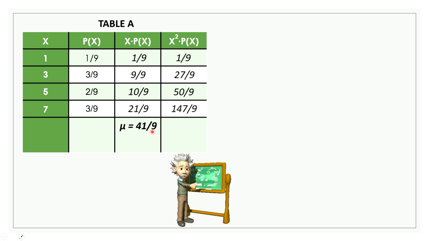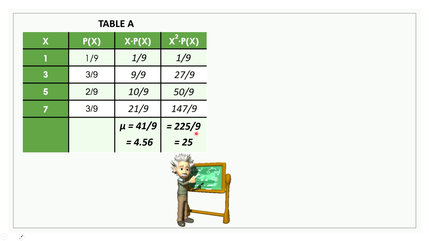41 over 9 is equal to 4.56. So ito na yung ating mean, 4.56. To get the value of our x squared multiplied by p of x, we will simply add all this value. So, 1 over 9 plus 27 over 9 plus 50 over 9 plus 47 over 9 is equal to 225 over 9. And then we will simply convert this one into decimal or whole number. 225 over 9 is equal to 25.